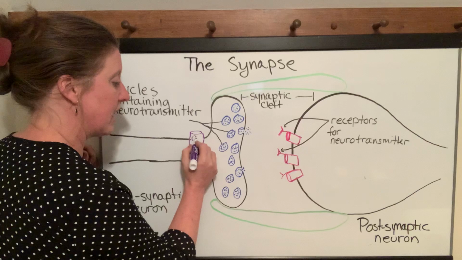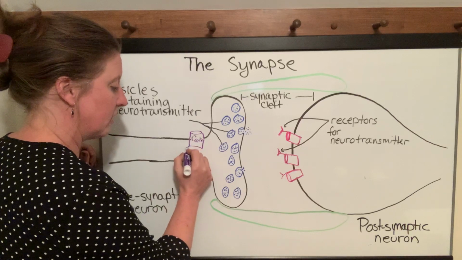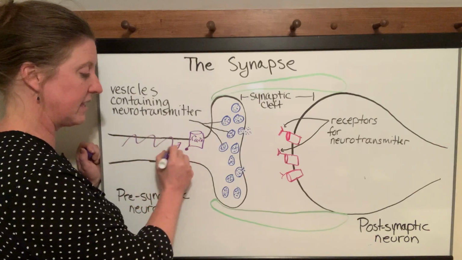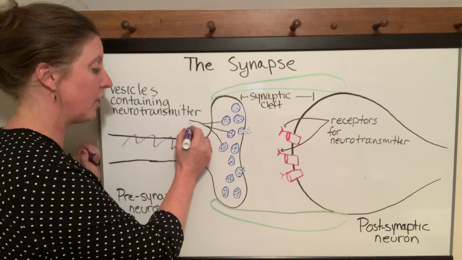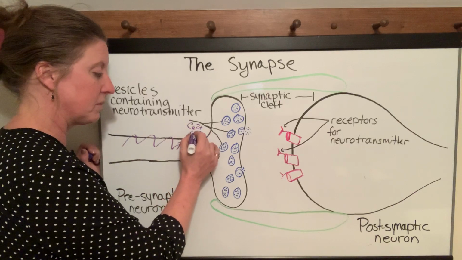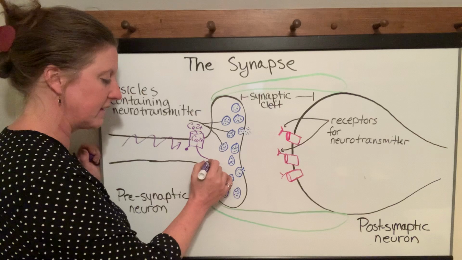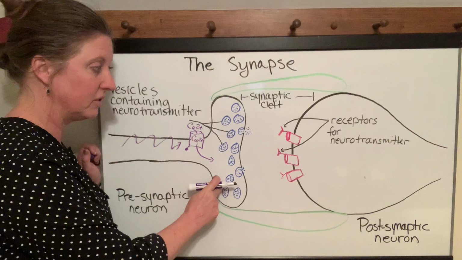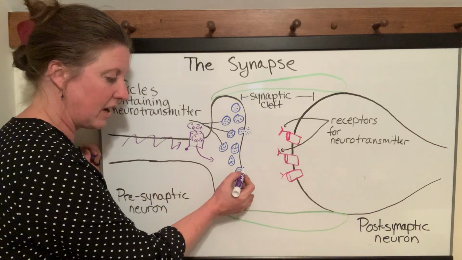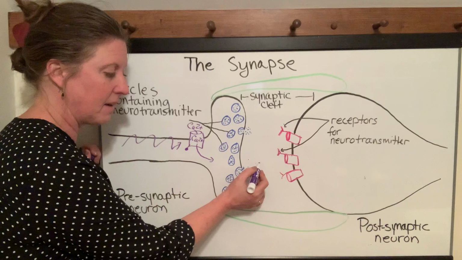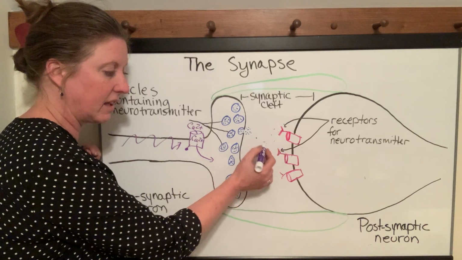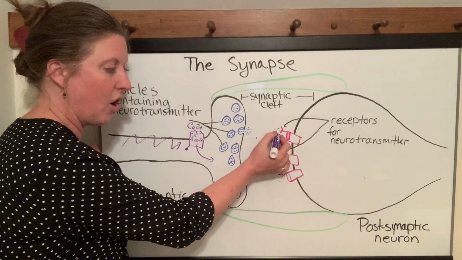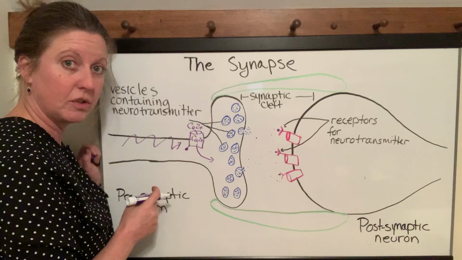So here's a calcium channel, and it's got a little voltage sensor on the inside. As soon as the electrical signal arrives at the end of the axon, the calcium channels open. Calcium, which is more concentrated outside the cell, comes into the cell and causes exocytosis of these vesicles containing neurotransmitter. So now you can see the neurotransmitter entering the synaptic cleft. It diffuses across the cleft and binds to its receptor on the postsynaptic neuron.